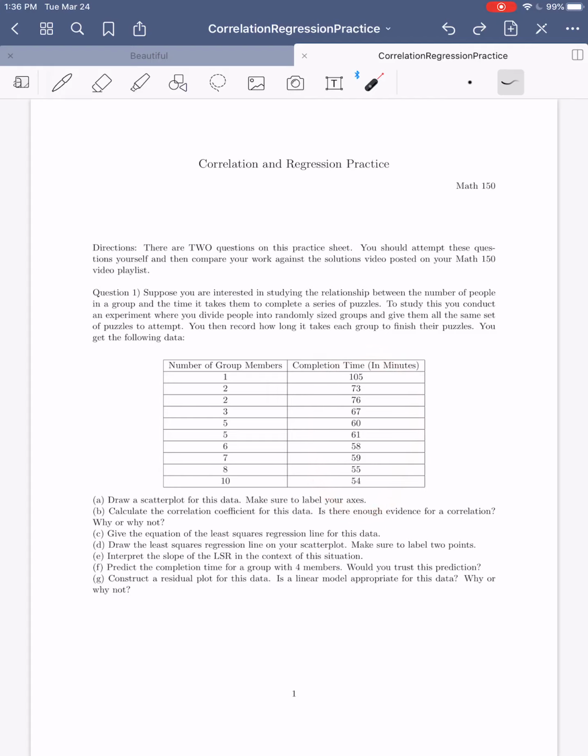So we're going to do all the standard stuff. We're going to draw a scatter plot, calculate the correlation coefficient, get the LSR, talk about the LSR, make some predictions, and look at the residual plot. So let's take a look at all those pieces here. We've got our data here, and we're going to start by doing the scatter plot.